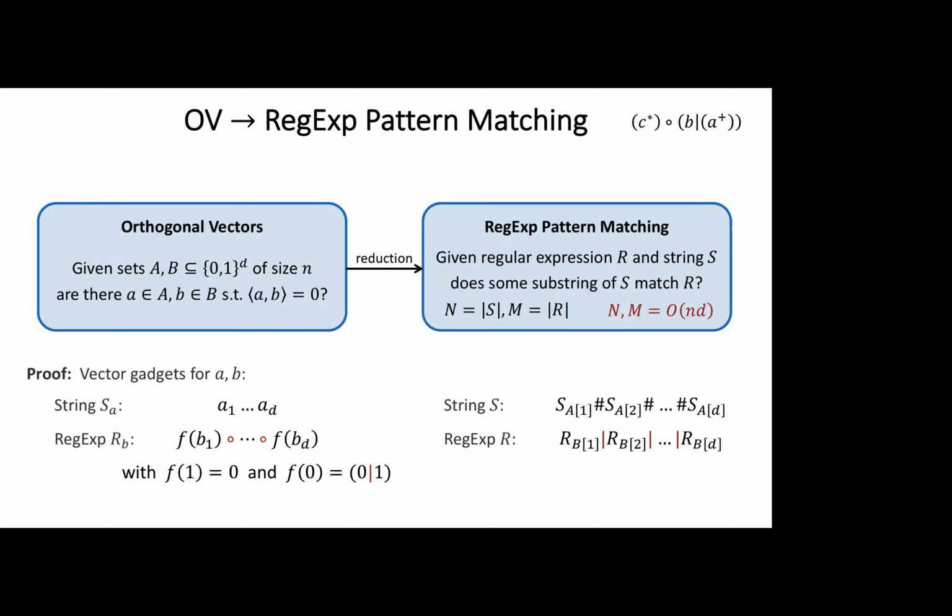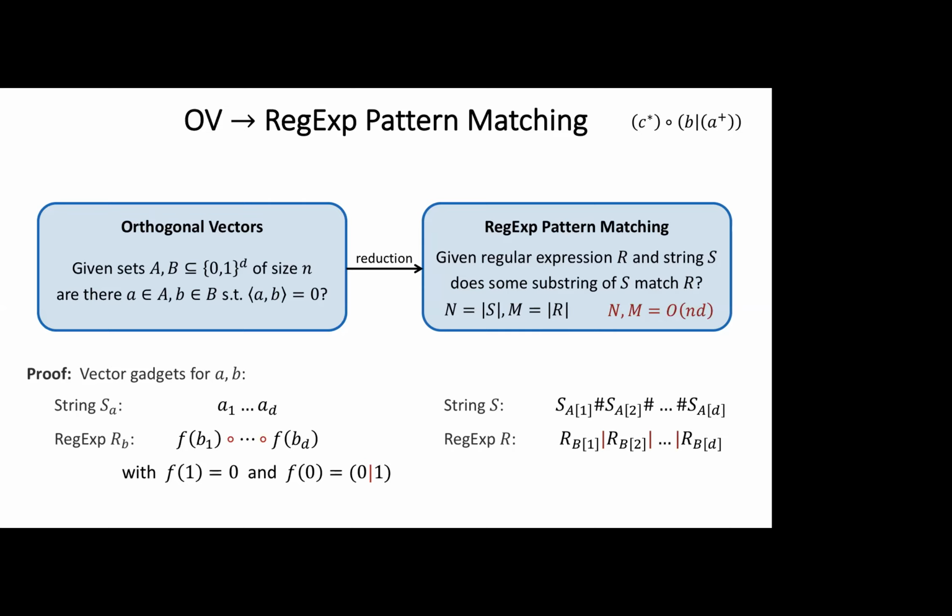Okay, so this is what we do on a vector basis. And then what do we do to choose one vector in A and choose one vector in B? Well, that's easily encodable for the pattern matching problem. In the string, we anyways choose a substring. So what we do is we just concatenate all the vector gadget strings that we created. We concatenate them and pad with some delimiter symbol that I call hashtag here.